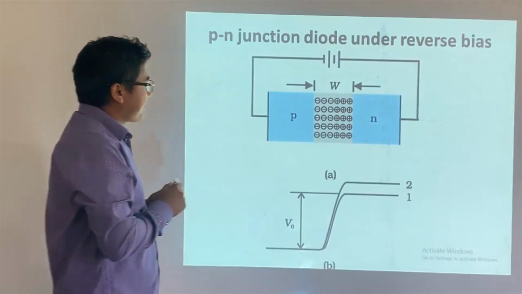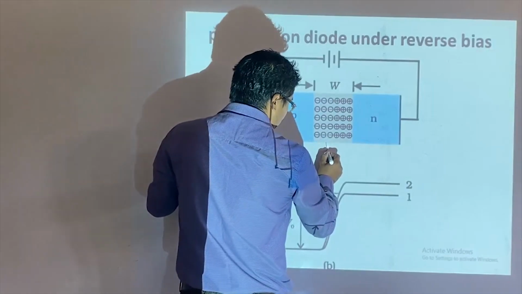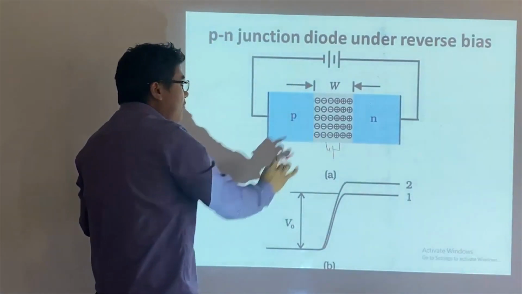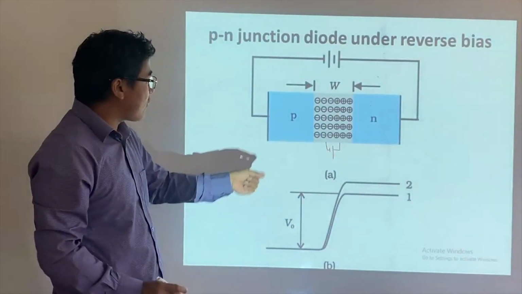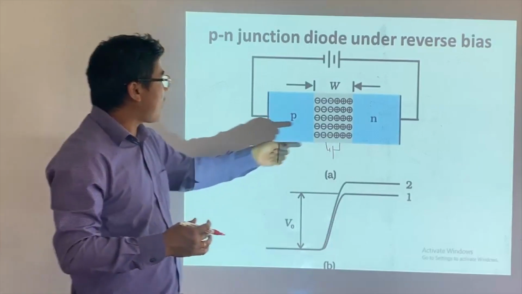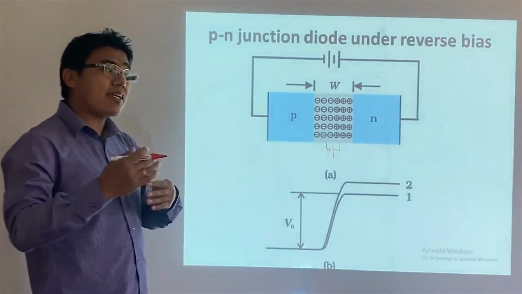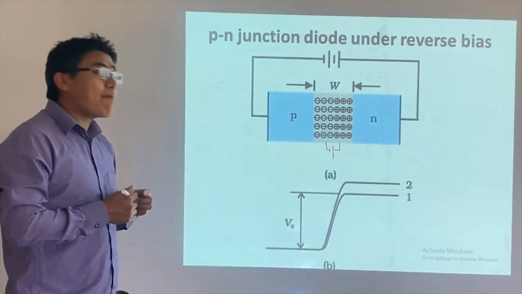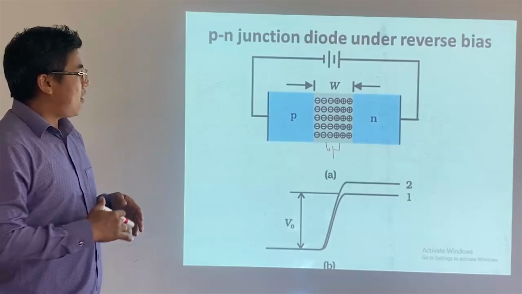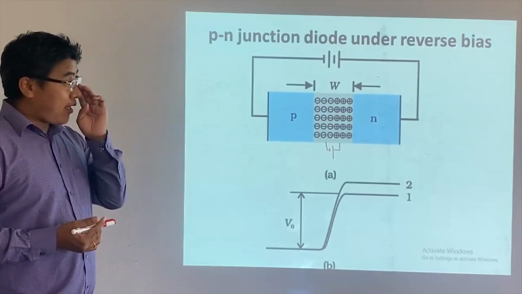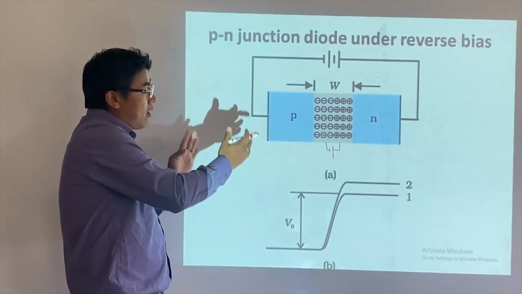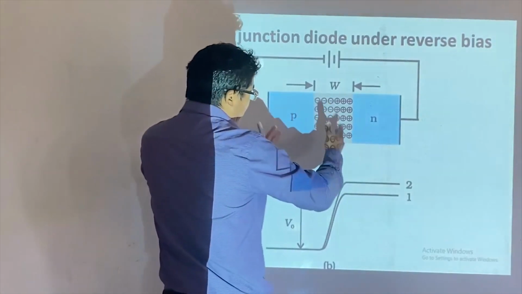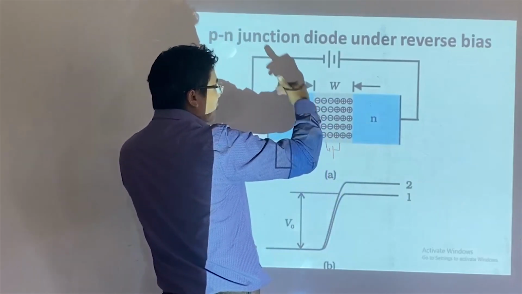Now look at here. This is already negative, and this is already positive. Now if I put further positive, the negative will increase. So that means once I apply reverse bias, the potential barrier is going to increase. If I increase the potential barrier, then the thickness of the depletion region is going to increase. And the potential barrier is going to increase.